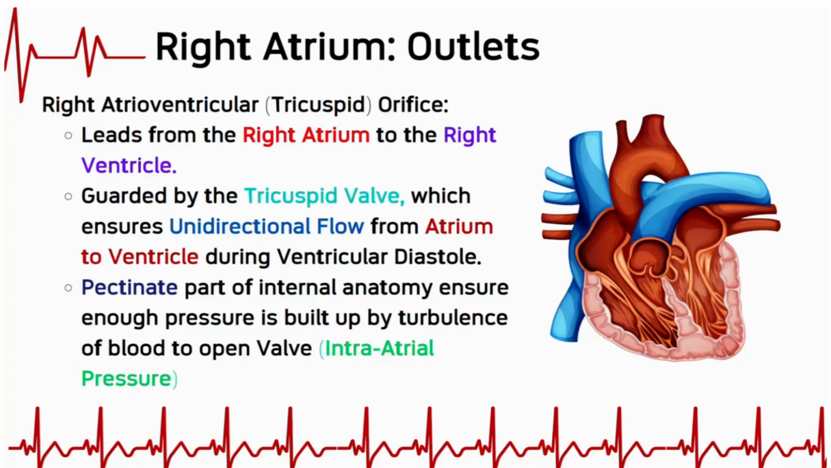The pectinate part of the internal anatomy, which I mentioned a bit earlier, ensures enough pressure is built up by the turbulence of blood to open the valve. So this pectinate part, or the rough part, is important in building up intra-atrial pressure enough that it can open the tricuspid valve and allow the blood to flow from the right atrium to the right ventricle through the tricuspid valve.